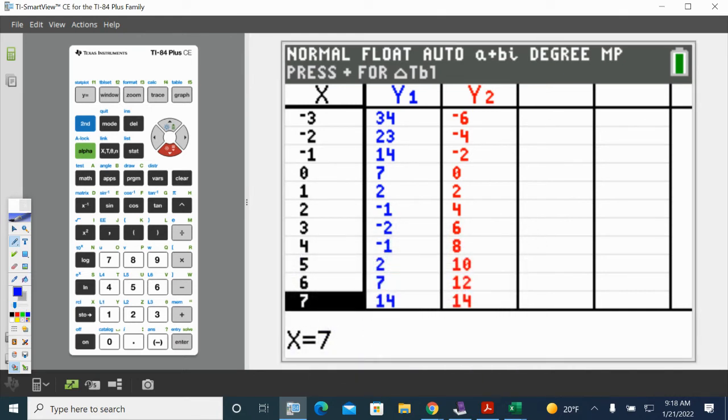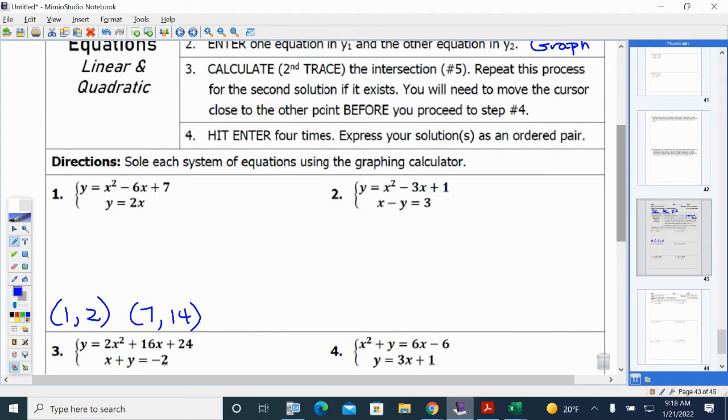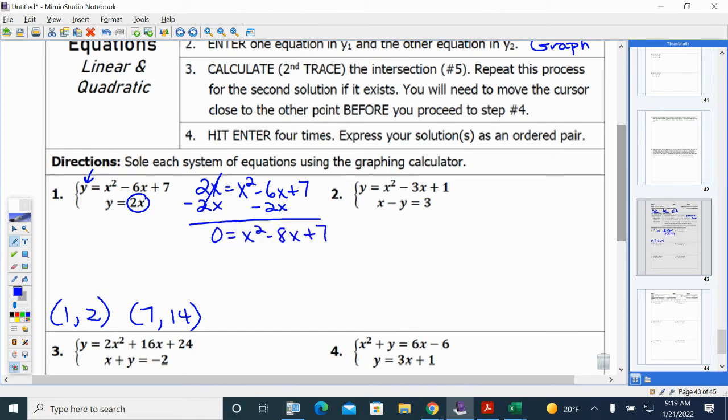Those numbers match. The other thing that I want to show you very quickly is how to solve this by hand. Both equations say y equals. So I can use the substitution method. I'm going to substitute the 2x right there in the y. So now it's going to say 2x equals x squared minus 6x plus 7. To solve a quadratic, you have to have a 0 on one side. So I'm going to subtract the 2x from both sides. And I get 0 equals x squared minus 8x plus 7.